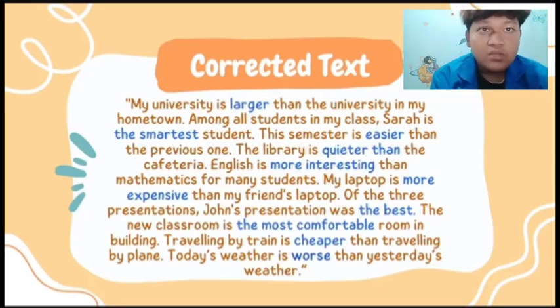My laptop is more expensive than my friend's laptop. Of the three presentations, Johnny's presentation was the best. The new classroom is the most comfortable room in the building. Traveling by bus is cheaper than traveling by plane, and today's weather is worse than yesterday's weather.